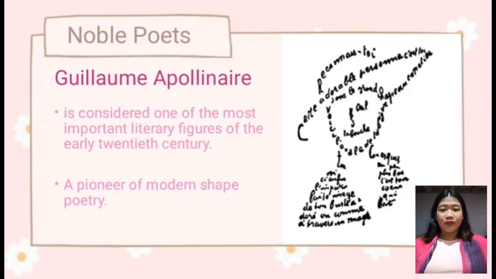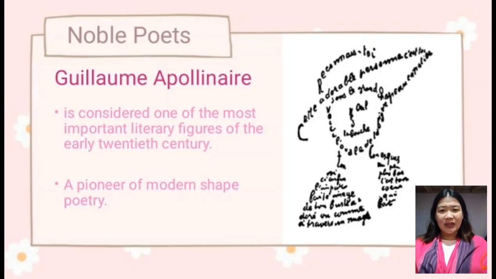We've talked about George Herbert a while ago, but now let's meet another influential poet, Guillaume Apollinaire. He was a French poet who lived during a period of huge change in art and literature, the early 20th century. Apollinaire is considered a pioneer of modern shape poetry, meaning he was one of the first poets to really explore and develop this form of poetry.